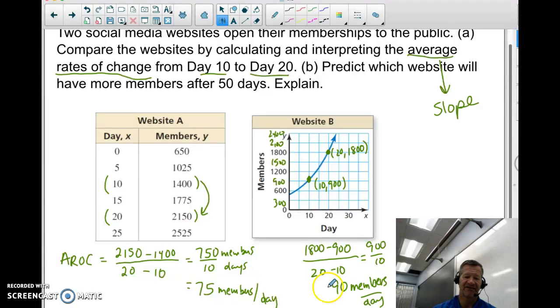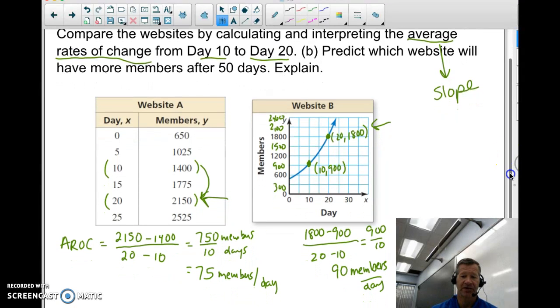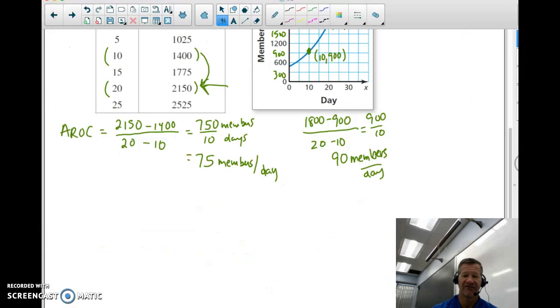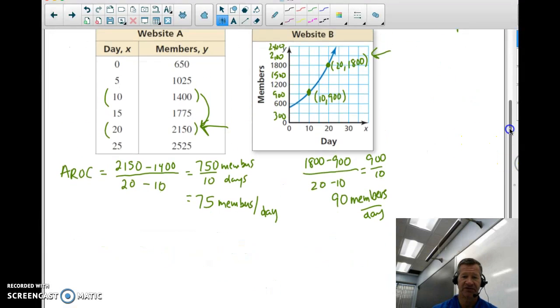Notice this average rate of change is higher than this average rate of change. So even though after 20 days, website A has 2,150 members and website B has 1,800 members, you might think, oh, website A is doing better. However, because this is changing faster, what did we learn on the previous page? The exponential function will eventually overtake this website A. So the exponential function will eventually have a higher value than the linear function, in other words.